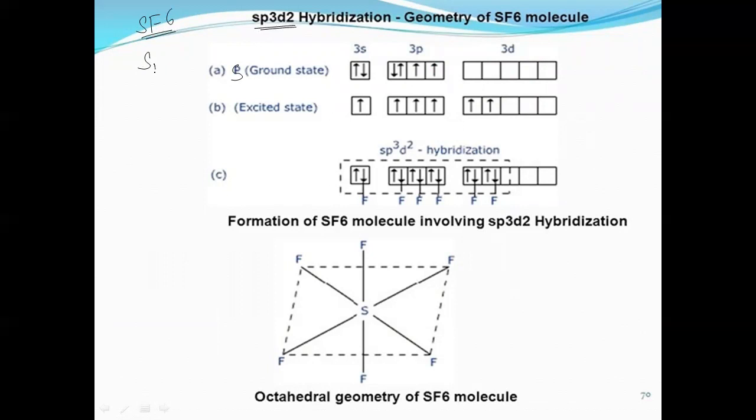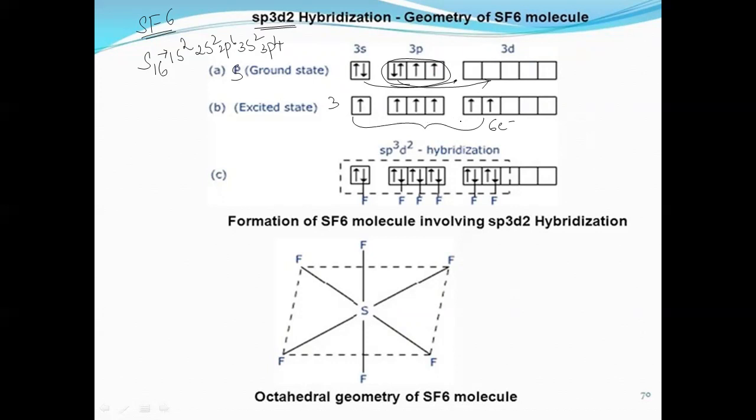The sulfur atomic number is 16, so its electronic configuration will be 1s2, 2s2, 2p6, 3s2, and 3p4. But there are only four electrons in the outermost shell, and it should form bonds with six fluorine atoms. So in order to explain that, two electrons from the s and p orbitals get excited to the 3d orbitals, resulting in the formation of six unpaired electrons in the valence shell, that is the third shell.